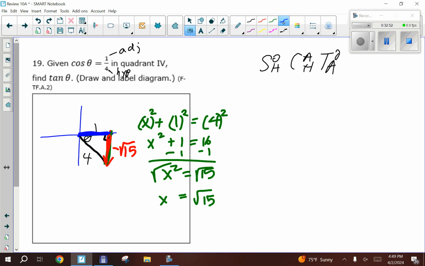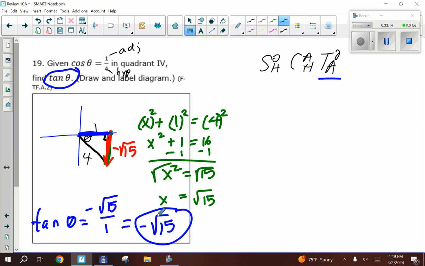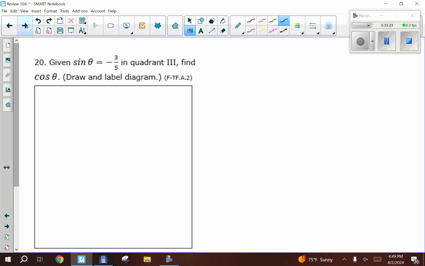So now the real problem is find the tangent. So we did all of that work to say that the tangent of theta is going to be the opposite over the adjacent. So the opposite side is the side that we just found, so negative radical 15. And the adjacent side is the x-axis, so negative radical 15 over 1, which is equal to negative radical 15. And anytime you're doing these problems with fractions, you should always type them in the calculator. I was able to simplify that one because anything over 1 is just the top. So that was pretty easy.